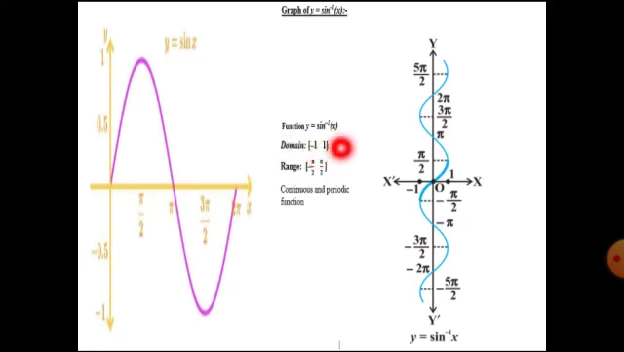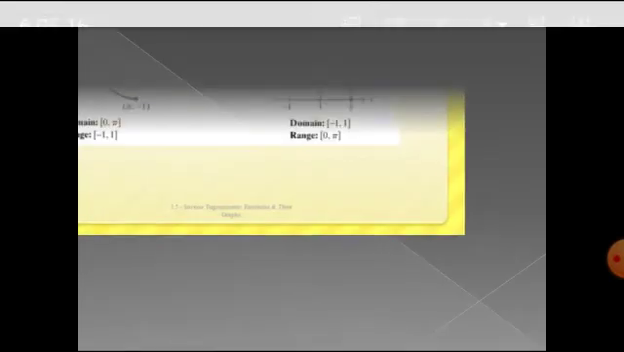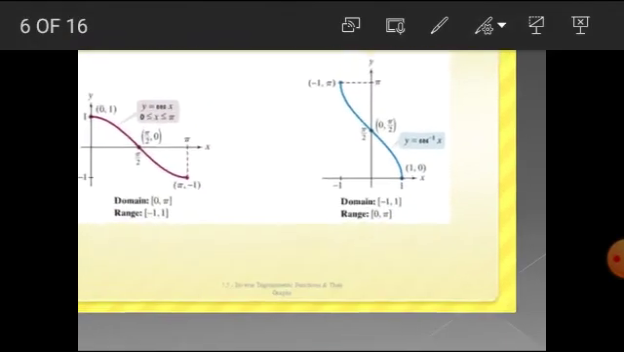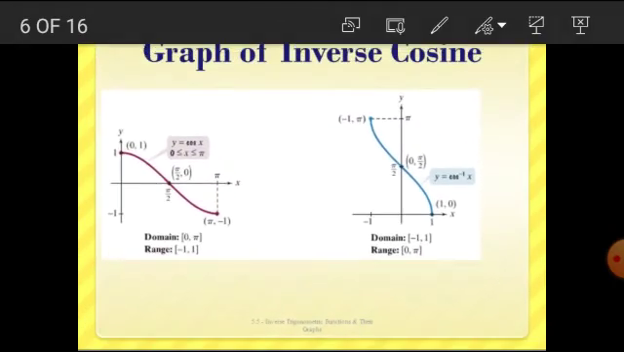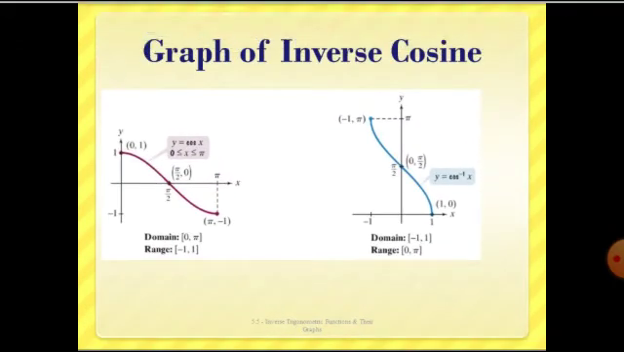So domain: whatever values we have taken for x, that is the domain, that is minus 1 to 1. And whatever range we have got, that is the angle, that is minus pi by 2 to pi by 2. It is a continuous function. Let us move to the next slide, that is the graph of inverse cosine.